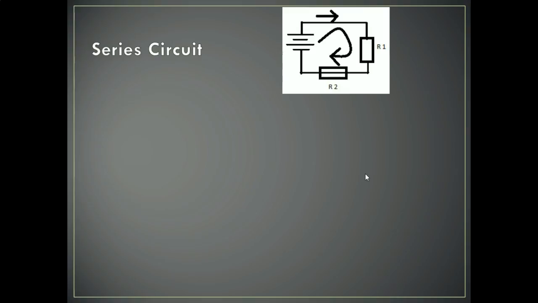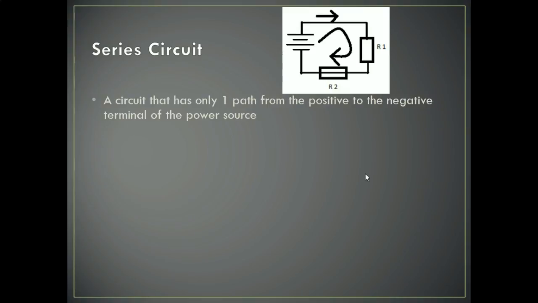So now we're going to talk about the individual types of circuits. So there's a series circuit here, and a series circuit has only one path from the positive to the negative terminal of the power source. So here we have a battery, which is our power source, and this is a positive end, and there's only one path for the electrons to go to the negative end. So one path only.